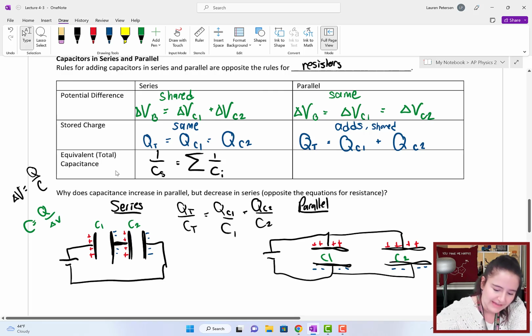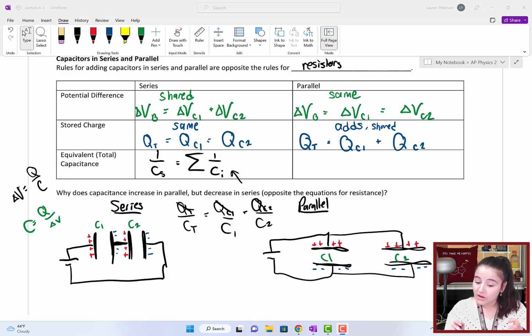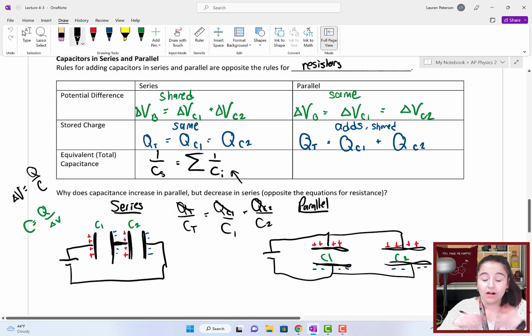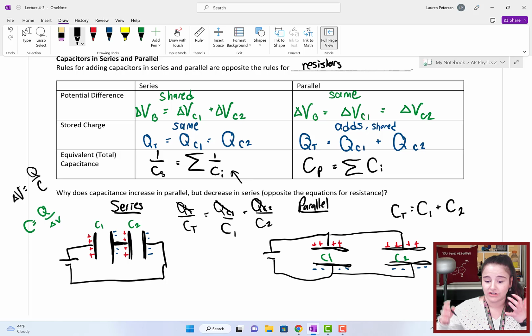All of those Q's are the same, so they can cancel them out, and you can see where that equation comes from. In parallel, they're each individually storing that. So all of that charge can be used. The total capacitance of capacitors in parallel will just equal the sum of the individual capacitors. So the total capacitance would just equal the capacitance of one plus the capacitance of two, since they each store their own charge and each have that full voltage of the battery. Okay, cool.